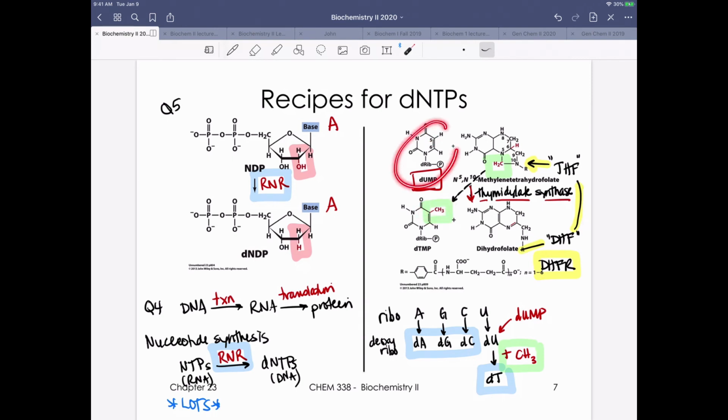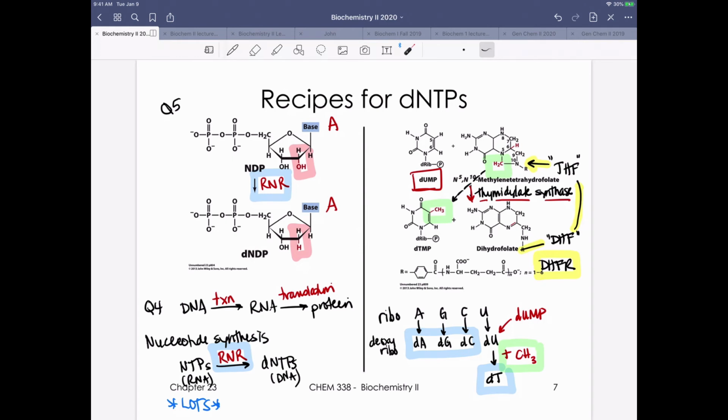Okay, so again, we've got the deoxy version that was made by ribonucleotide reductase. Then we're going to add a methyl group on to the base, and that changes that into T. The enzyme responsible for doing that is thymidylate synthase. So we're going to see that on our next slide because that is a very potent target for chemotherapy agents.